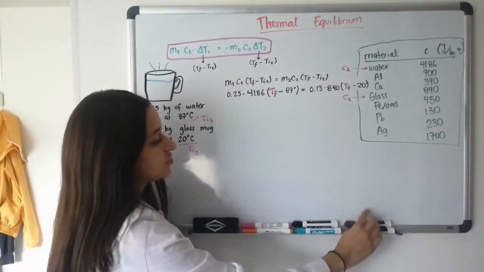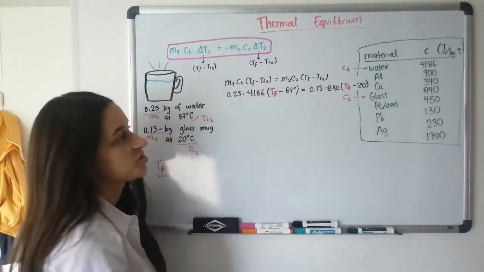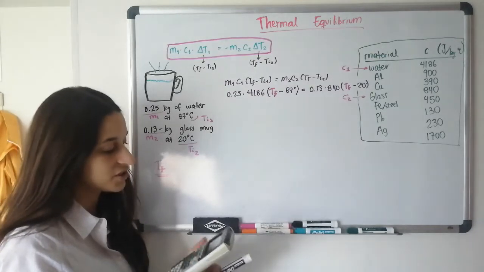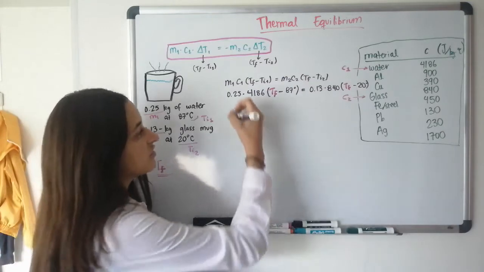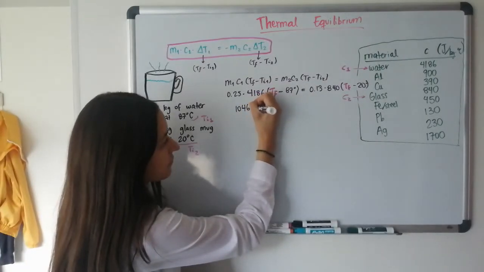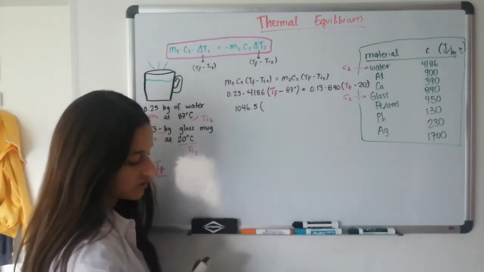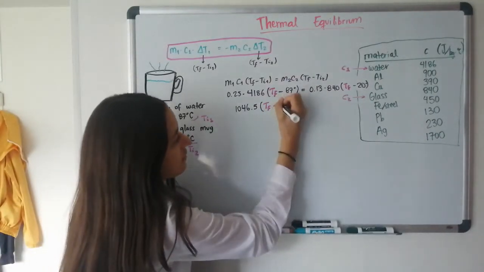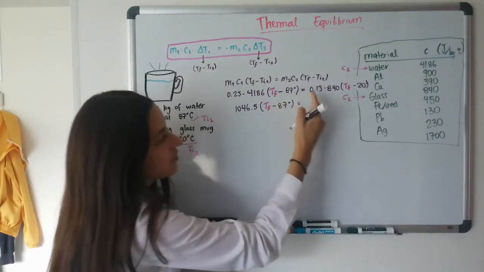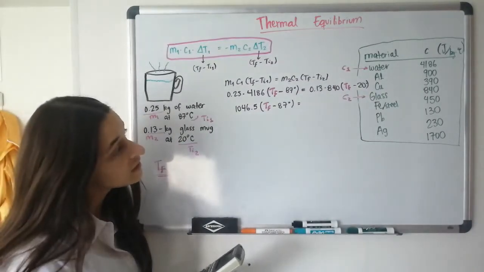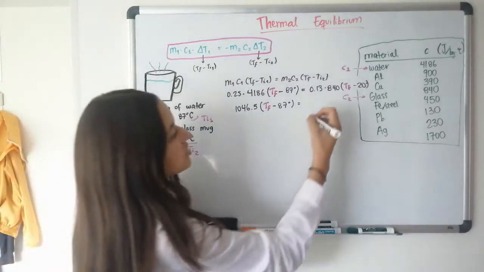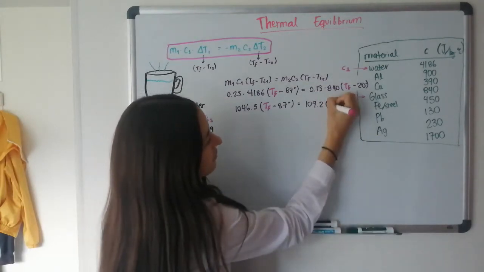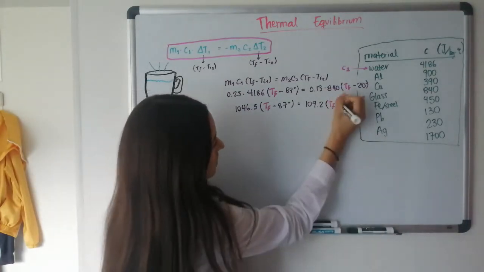So how do we do that? What I like to do first is to multiply these two numbers here and these two numbers here, just to make everything clearer and shorter. So the first part is just 0.25 times 4,186, which gives me 1,046.5 times, and I can keep doing this for clarity, TF minus 87 degrees equals, and now we do the other side, which is 0.13 times 840, which gives us 109.2 times, again, TF minus 20 degrees.